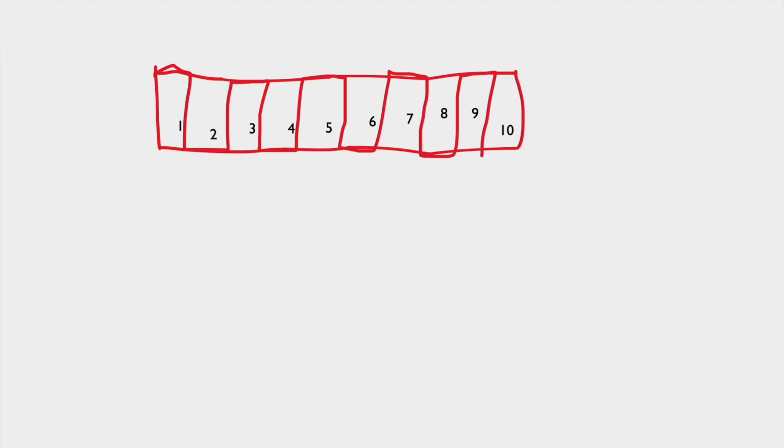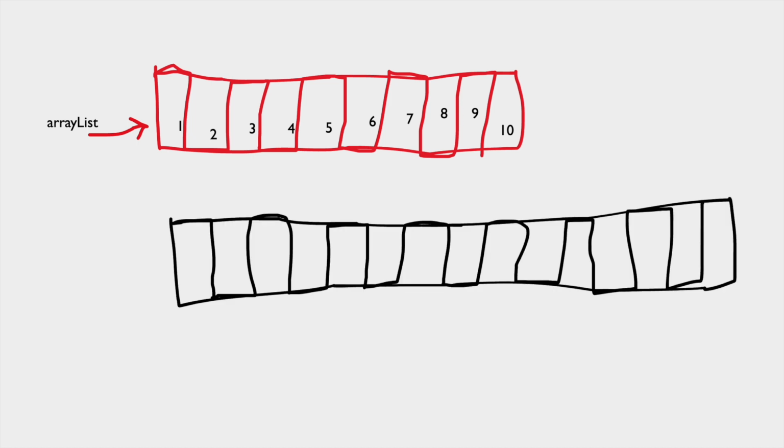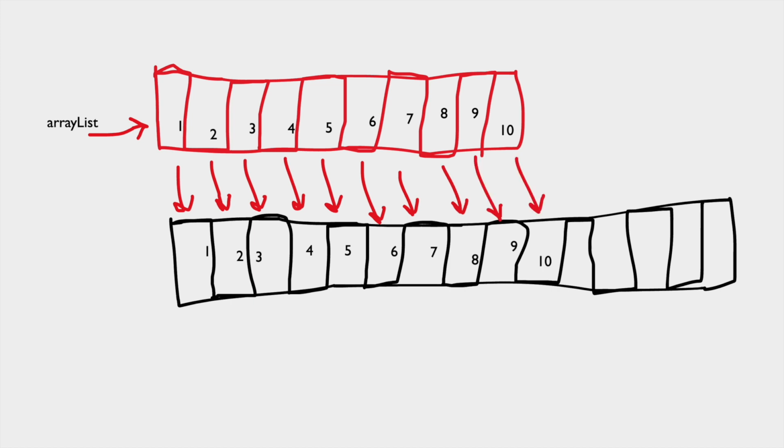Consider a scenario. We have an array list with size 10. So we have added elements 1, 2, 3, 4, 5, 6, 7, 8, 9, 10. So we have an array list of size 10 and we have added 10 elements. And if you ask to add the 11th element, at that time a bigger array will be created and each element of the existing array will be shifted to the new array object.